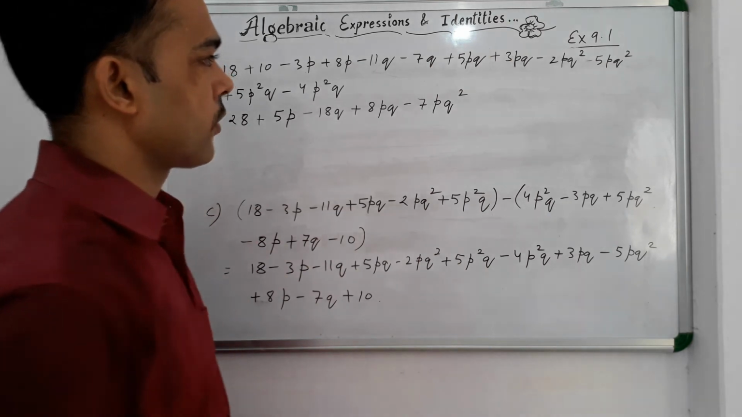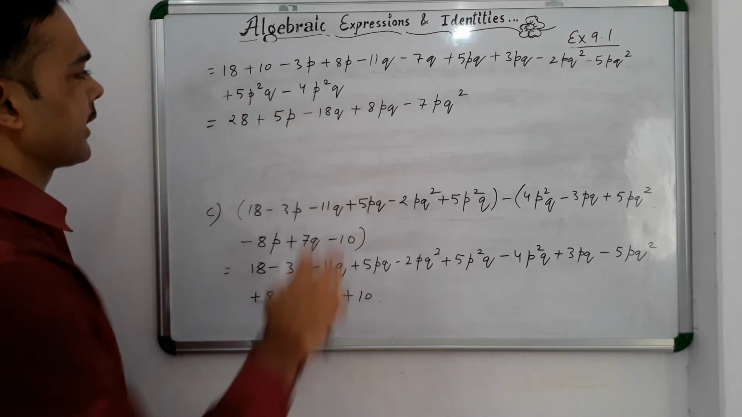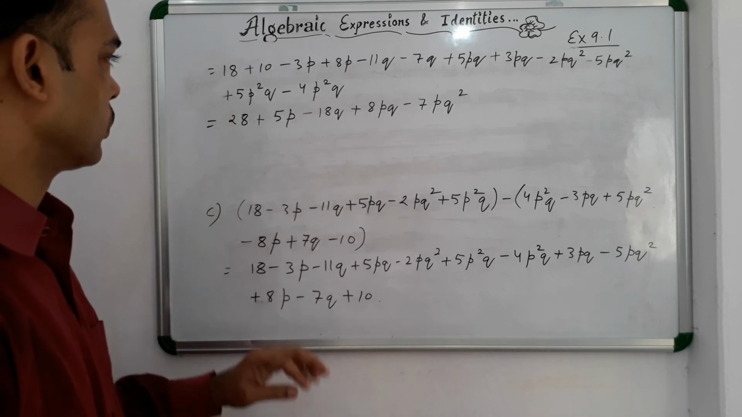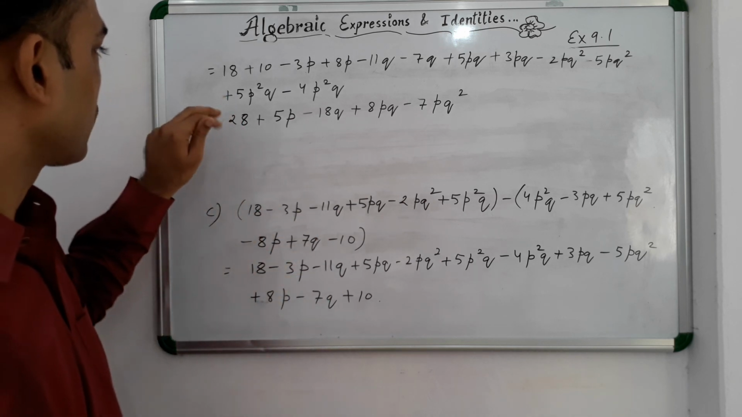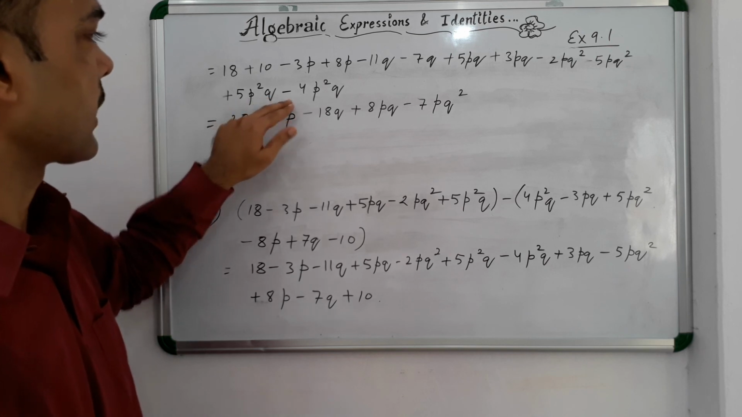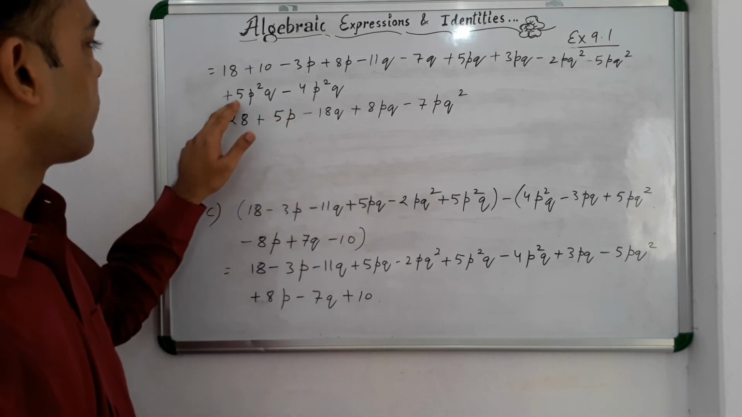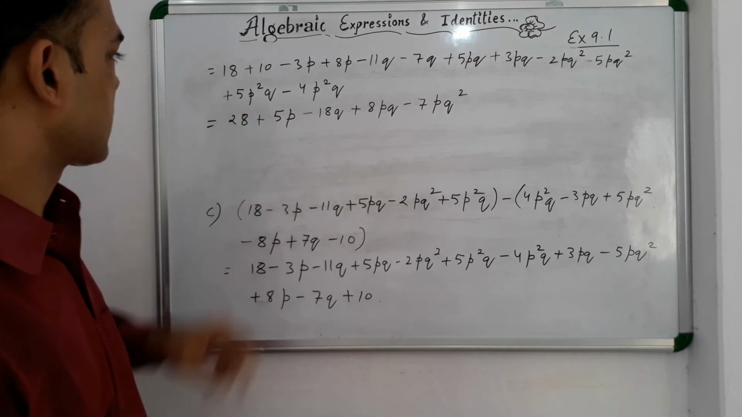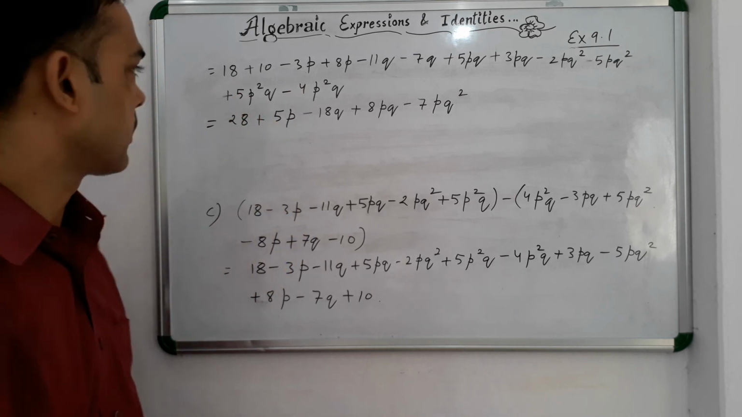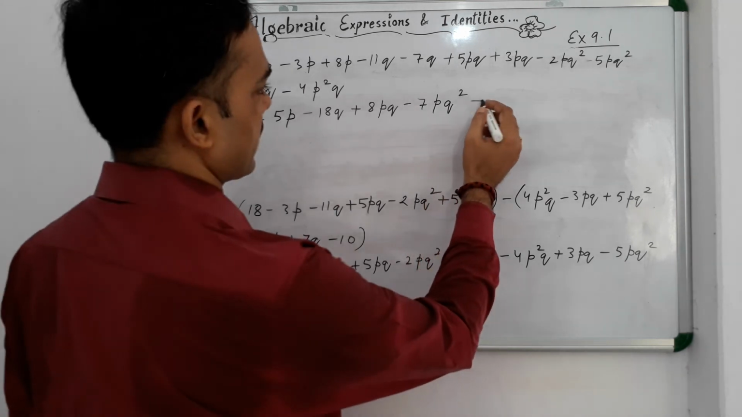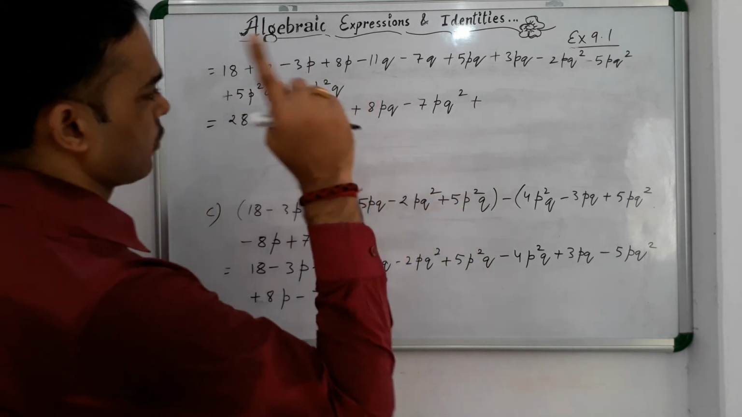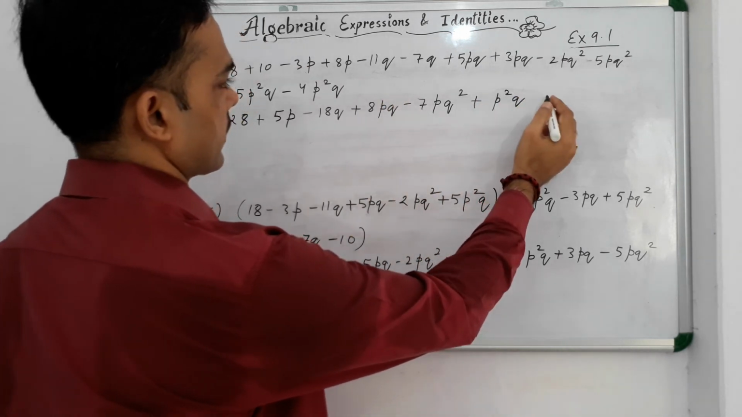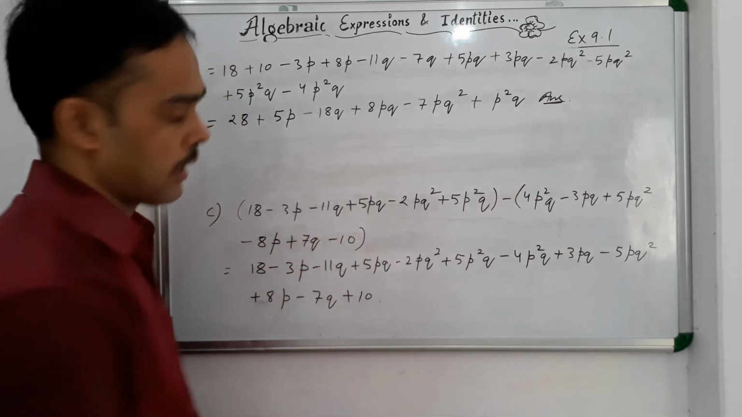I have also done for these two like terms, and then let's move on to the last like term, and that is p square q. What you observe is that over here this is positive, this is negative, so we will subtract. 5 minus 4 is 1, but since here the sign having greater absolute value is positive, that is why here it will be plus. 5 minus 4 is 1, and that is why I write p square q, and this is our answer.